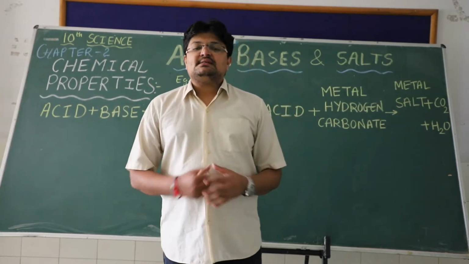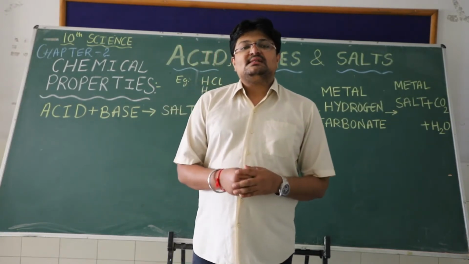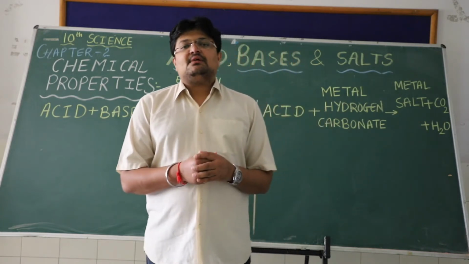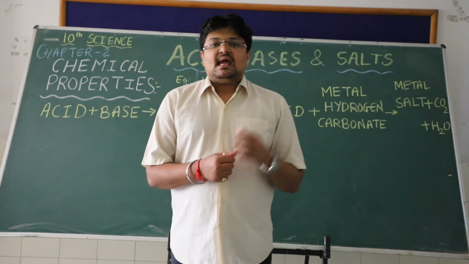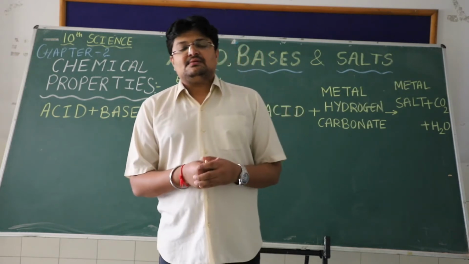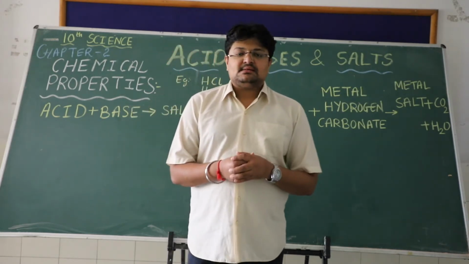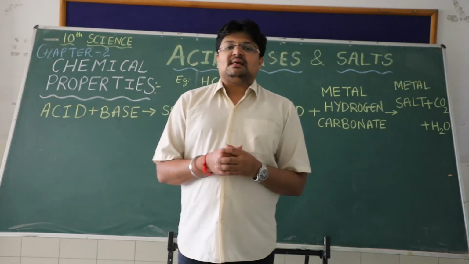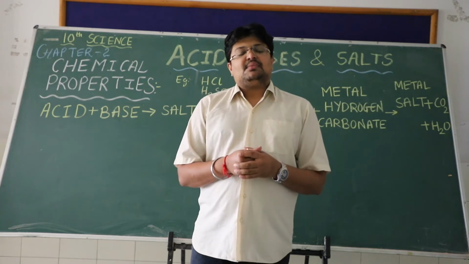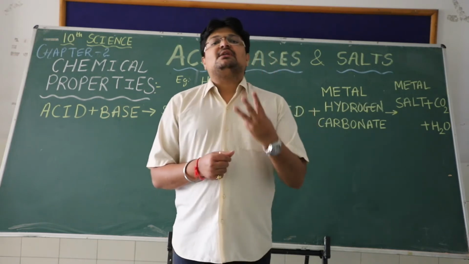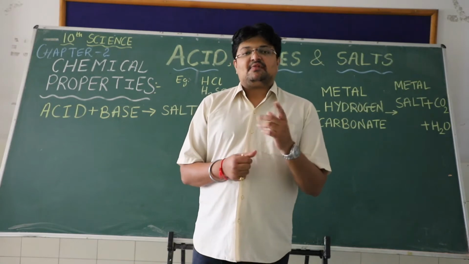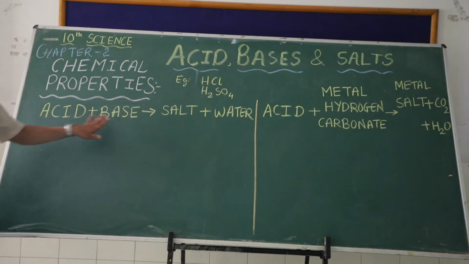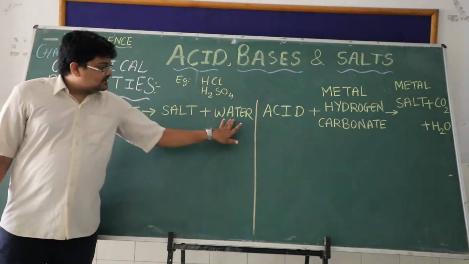Okay, so students, now we are going to continue towards the third and fourth chemical property of acid. In the previous class we have learned about the first and second property. Acid plus metal gives metallic salt plus hydrogen gas. The second property we did: acid plus metal carbonate gives metallic salt plus carbon dioxide plus water. Now we are going to do the third chemical property of acid. The third property is when acid reacts with base, it forms salt plus water.